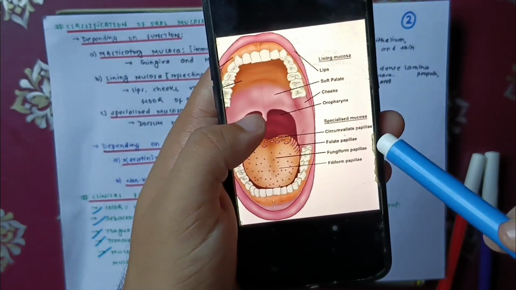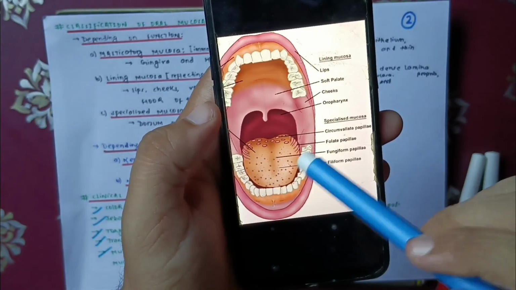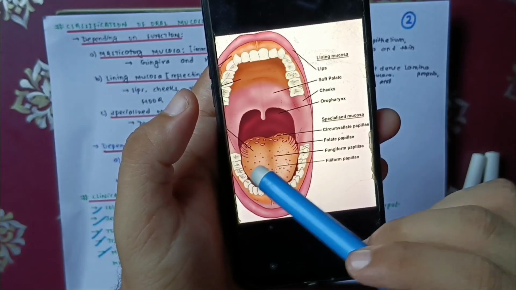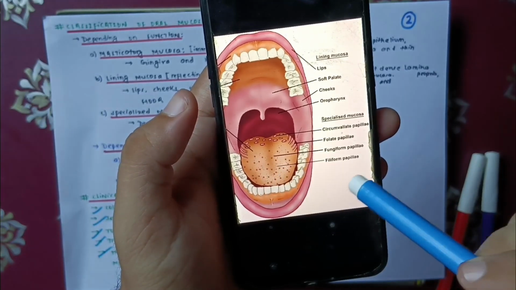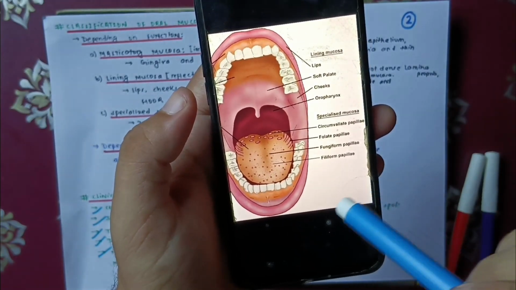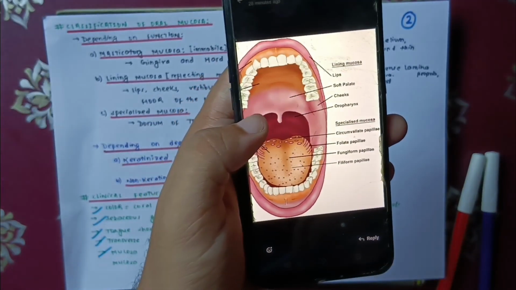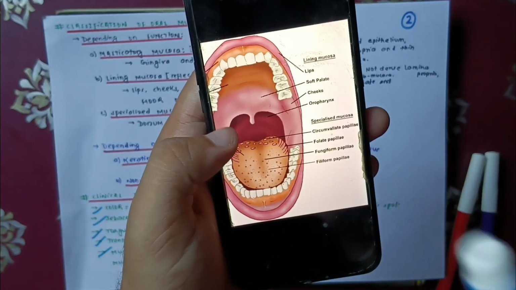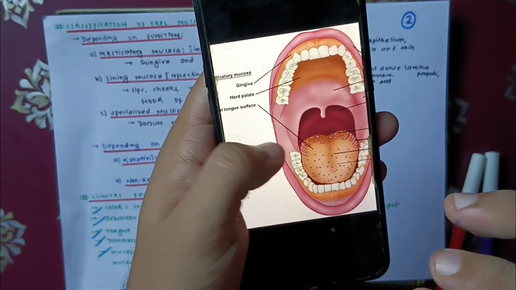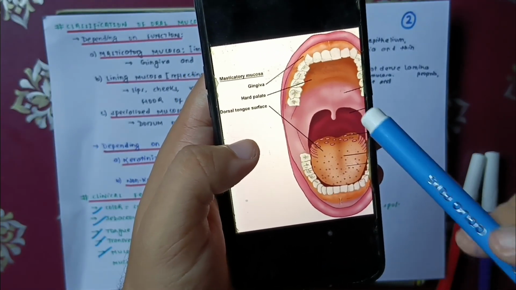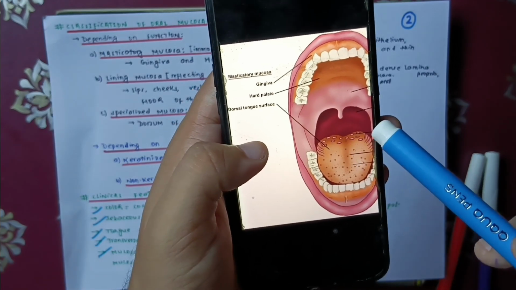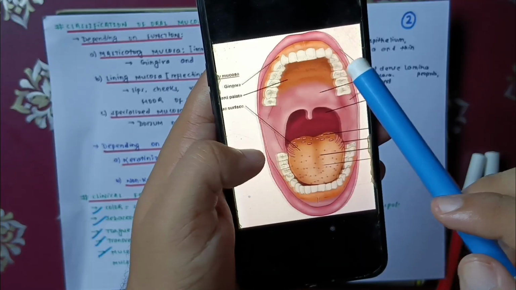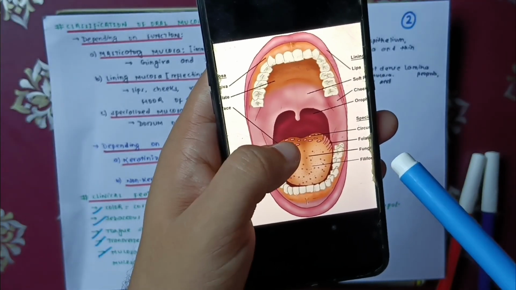And circumvallate papillae, we can see here, and foliate papillae are present laterally, and fungiform papillae are present on the dorsal surface of the tongue, and filiform papillae are present throughout the tongue. About all those papillae we will be discussing properly in upcoming videos, but from this picture you should know the overview. The main motto of showing this picture is that you can take the overview of this oral mucosa. Masticatory mucosa is here, lining mucosa, and specialized mucosa is present there.